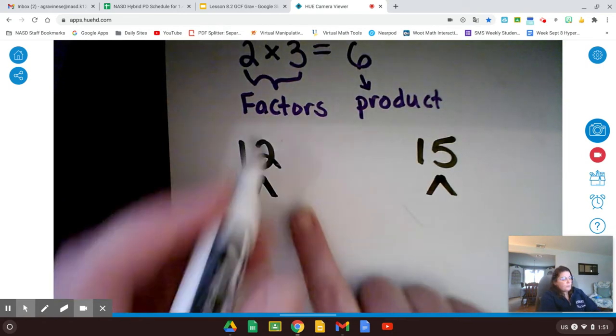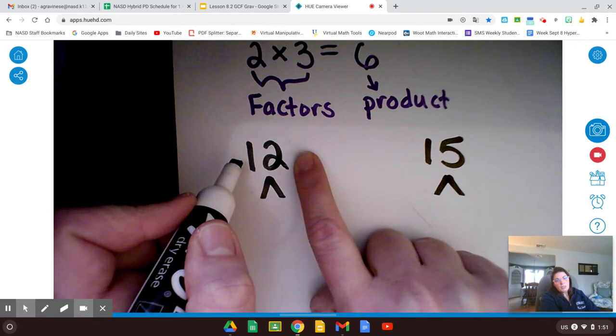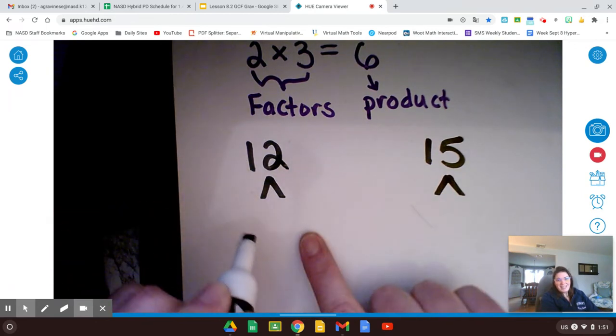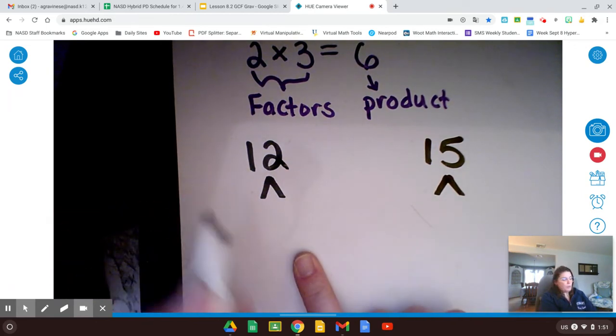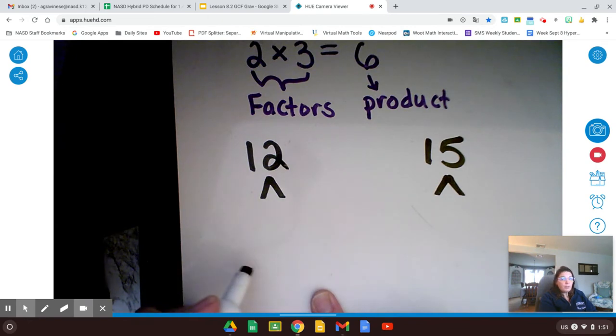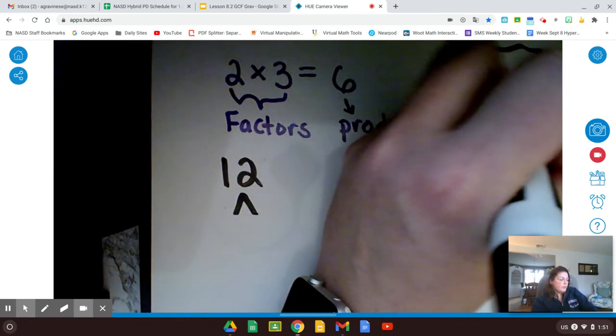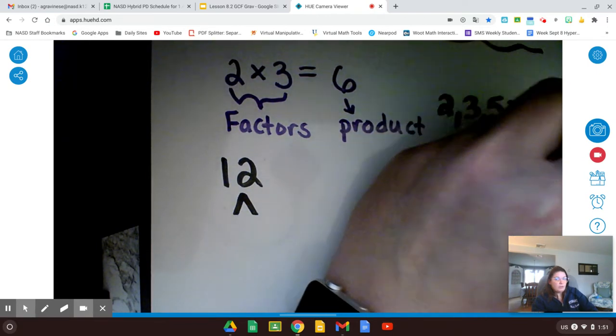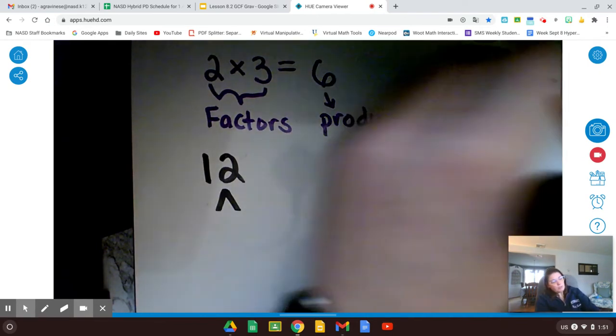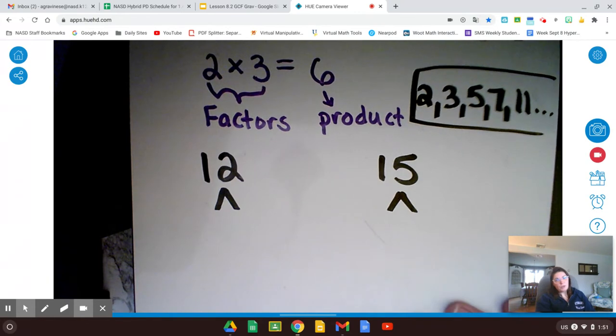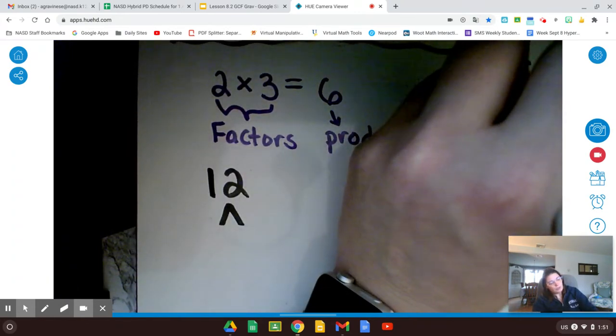What's that? Prime factorization is when we take a number, we break it down so that we are multiplying all of the prime numbers. What are prime numbers? 2, 3, 5, 7, 11. Numbers that can only be divided by 1 and themselves. Okay, those are prime, in case you forgot.